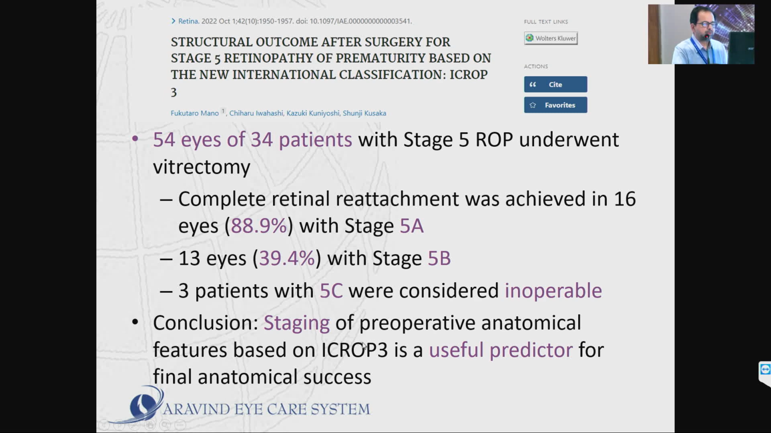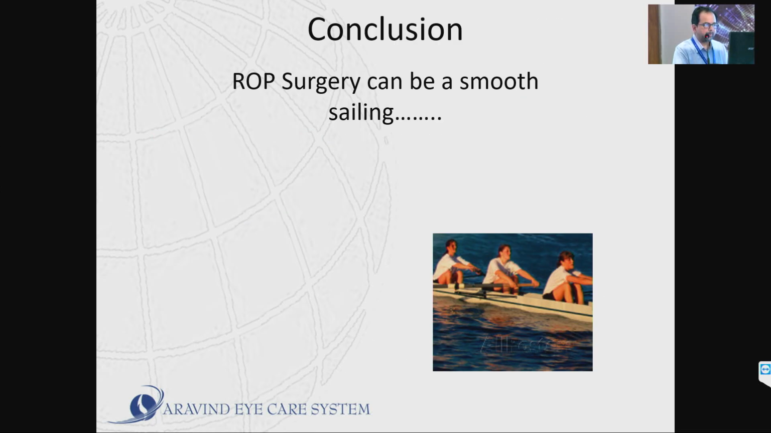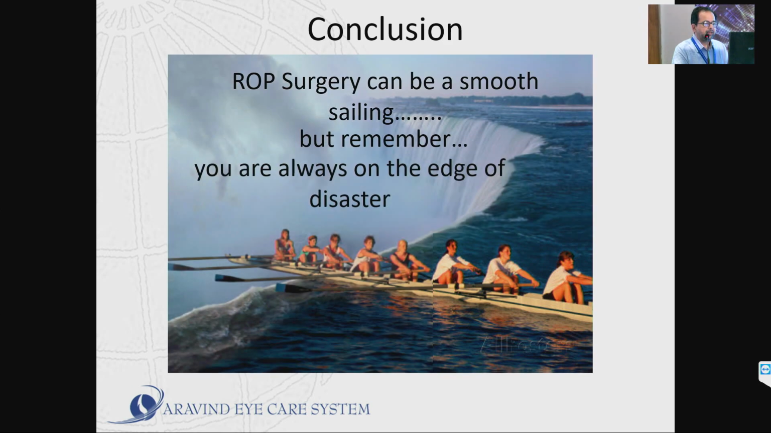So the staging is quite a useful predictor for the anatomical success, even for stage 5 ROP. ROP surgery can be smooth sailing and quite satisfying, but we should remember that we are always on the edge of disaster, at the anterior lens and the posterior retina. Never be overconfident that I'll be able to do it, because one small mistake is going to change the entire outcome and the life of the child, who is going to live there for almost 60 to 70 years.